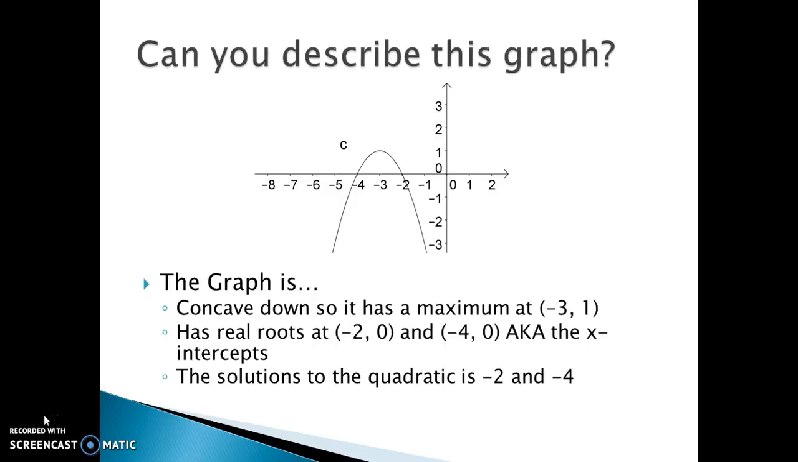Okay. Finally, I could say that the solution to the quadratic that makes this parabola is negative 2 and negative 4, because that again is where it's touching the x-axis.